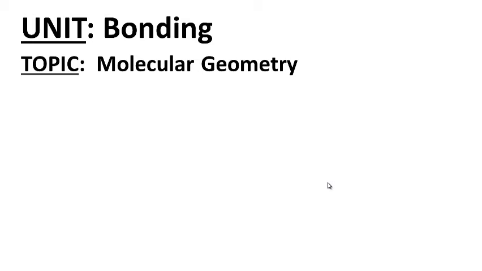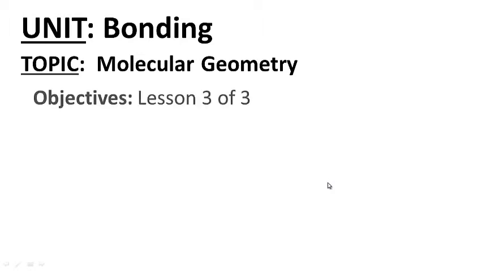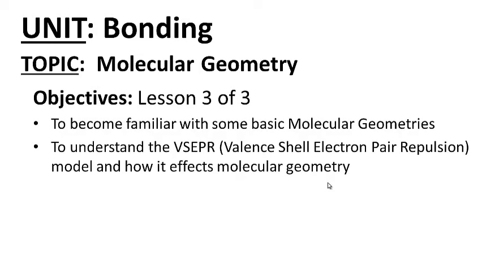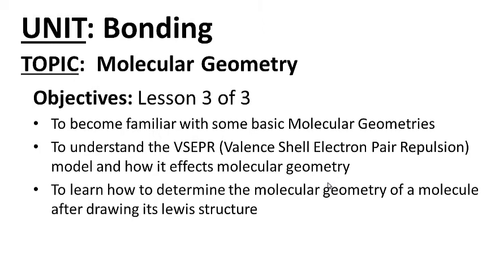All right, welcome back to our unit here on bonding. Today's topic is molecular geometry. Okay, lesson 3 of 3, your objectives are as follows: to become familiar with some basic molecular geometries, to understand the VSEPR, valence shell electron pair repulsion model, and how it affects molecular geometry, and to learn how to determine the molecular geometry of a molecule after drawing its Lewis structure.